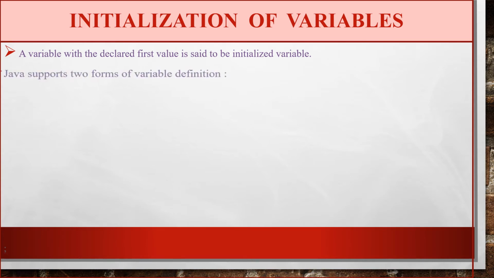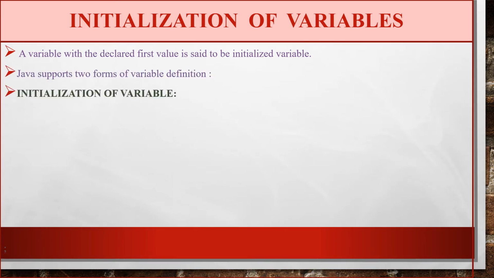Next is initialization of variables. A variable with the declared first value is said to be an initialized variable. That means whatever first value we give to the variable is known as its initialized value, or we may call that variable an initialized variable. Java supports two forms of variable definition. Initialization of a variable can be done in two forms.